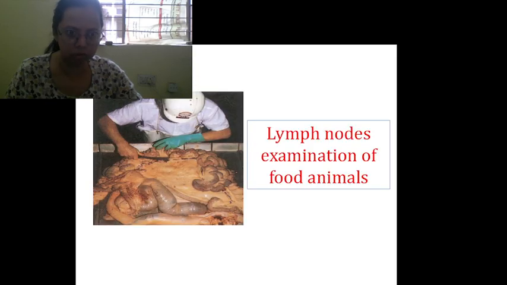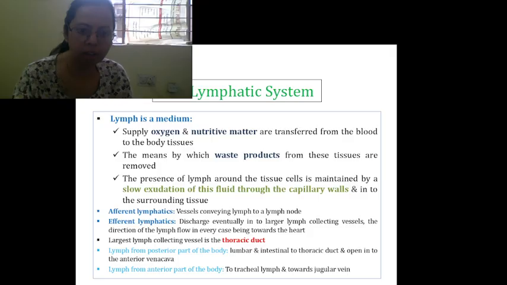Okay, lymph nodes examination of food animals. First of all, what is lymph? Lymph is a fluid which supplies oxygen and nutritive matter from the blood to the body tissues, and waste products from these tissues are removed. Presence of lymph around the tissue cells is maintained by slow aggregation of this fluid through capillary walls.